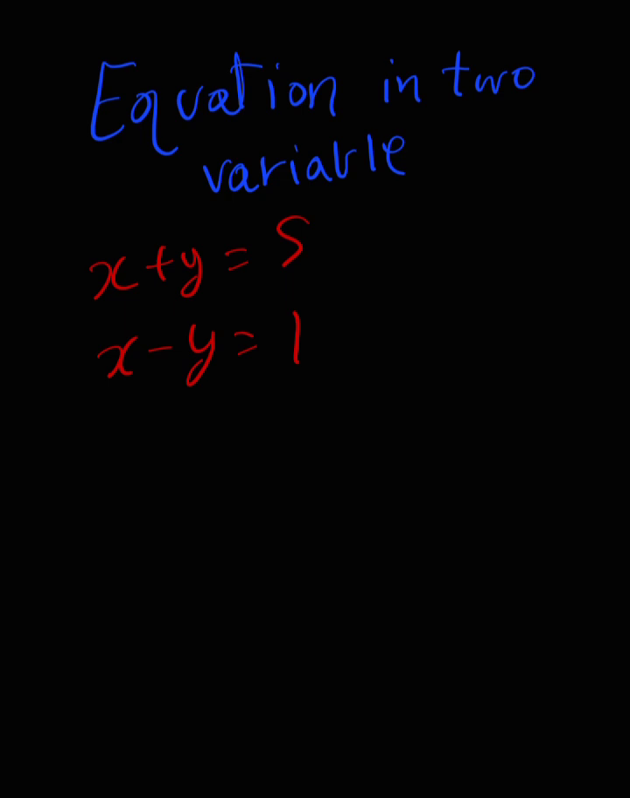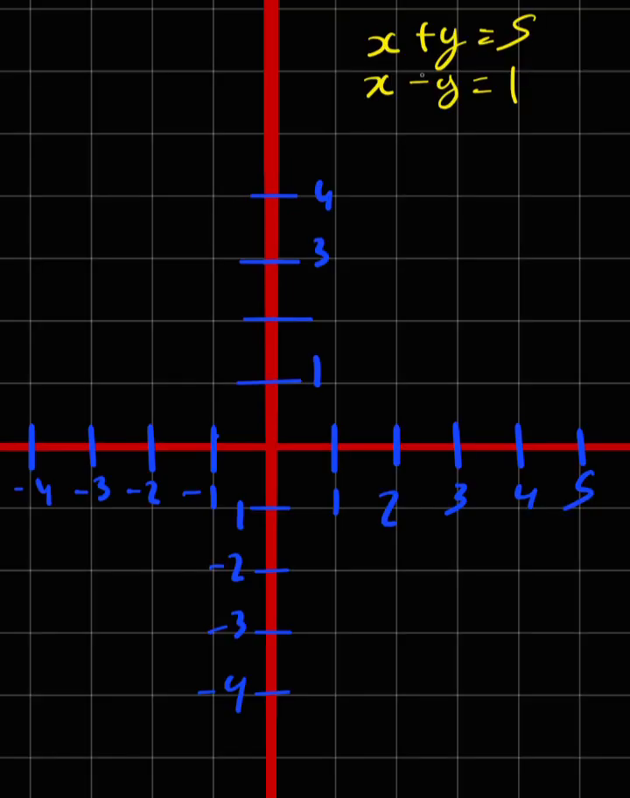On the graph, it corresponds to a line x plus y is equal to 5, and another line of the equation x minus y is equal to 1, and their point of intersection is called the solution for the equations, where they both satisfy each other. So let's look at that. Now we have these two equations right here.